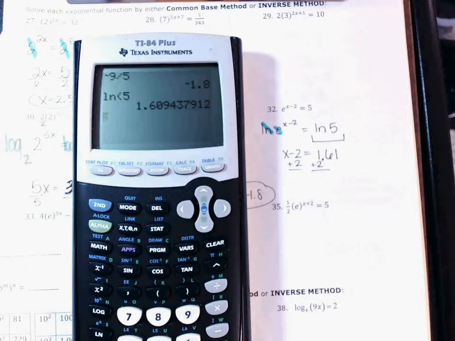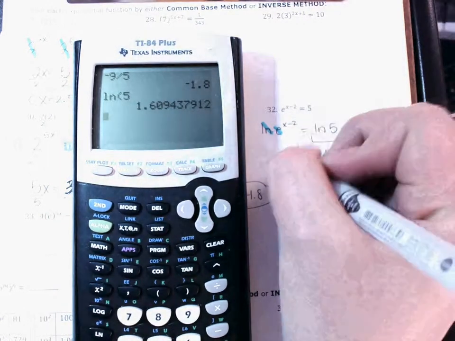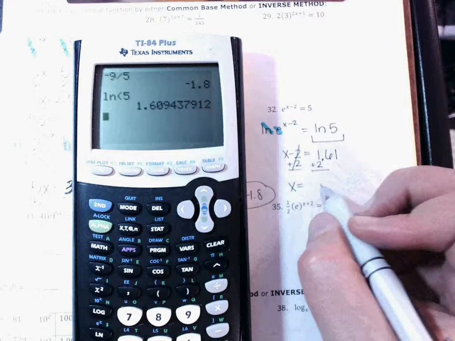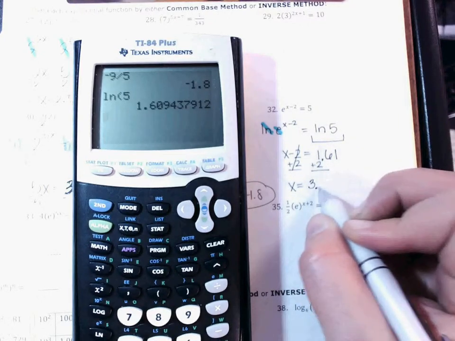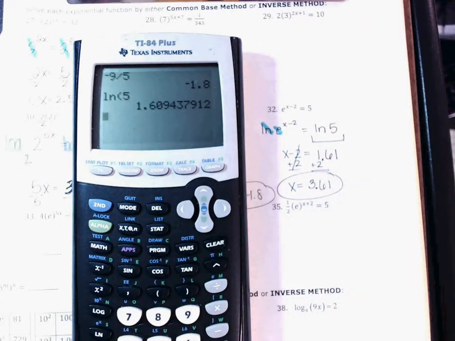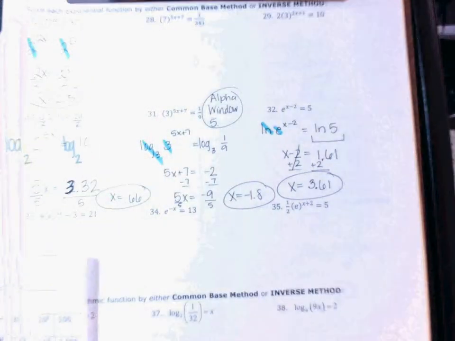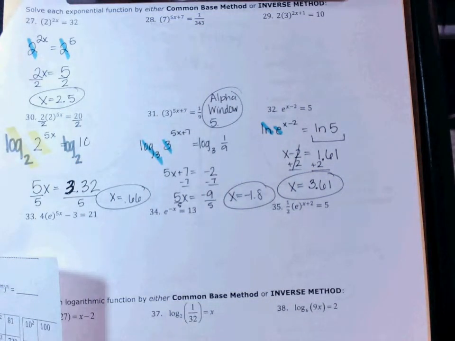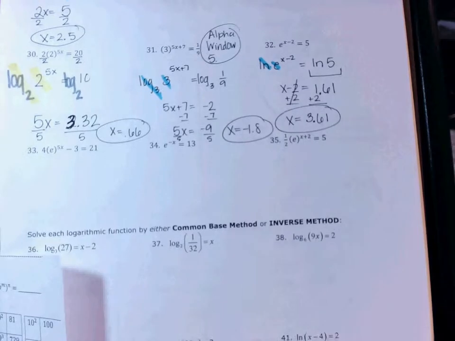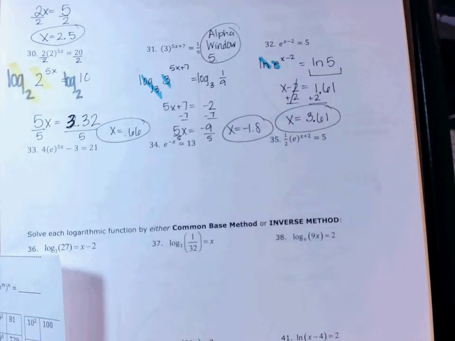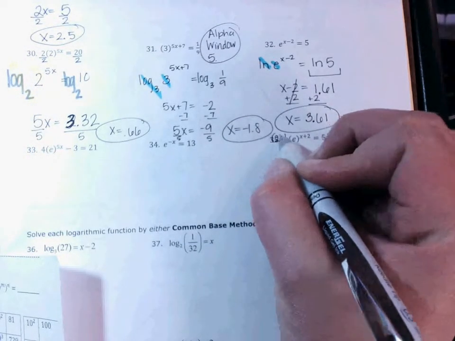Okay, 1.61 plus 2. And what do you get? 3.61. Okay? Now let's do one more example like that. Maybe we'll do the one with the fraction. Look at 35. How do you get rid of the half in the front? Times by 2.